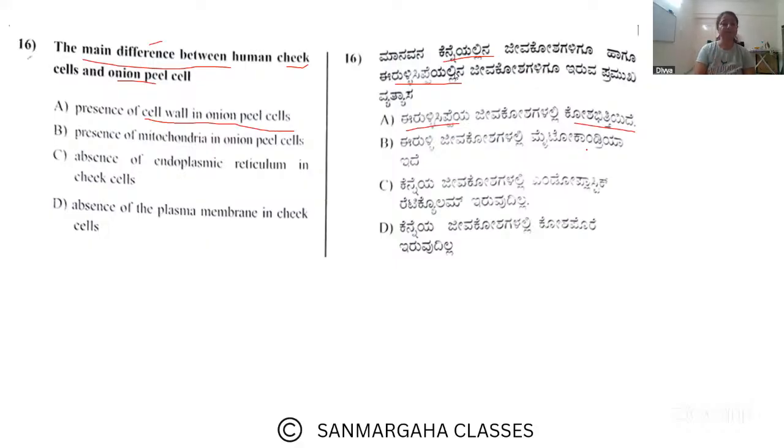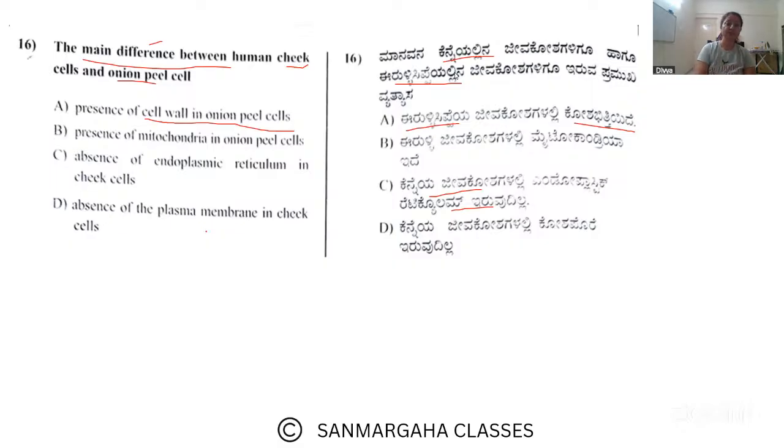And absence of endoplasmic reticulum in cheek cells, no, it is an animal cell, right? So animal and plant cell both have endoplasmic reticulum. So endoplasmic reticulum is not absent in cheek cells. Both plant and animal cells have endoplasmic reticulum.